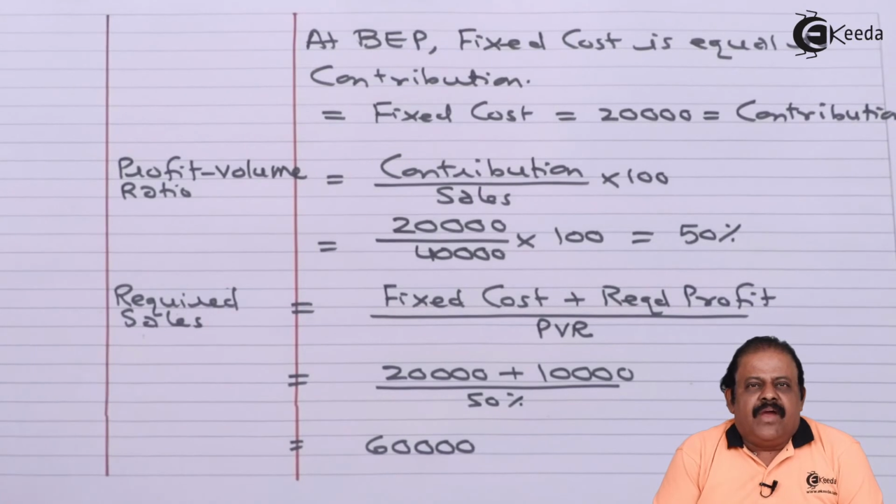So in this question we have learned how we can find out the amount of sales based on if we have break-even point and details of fixed cost.